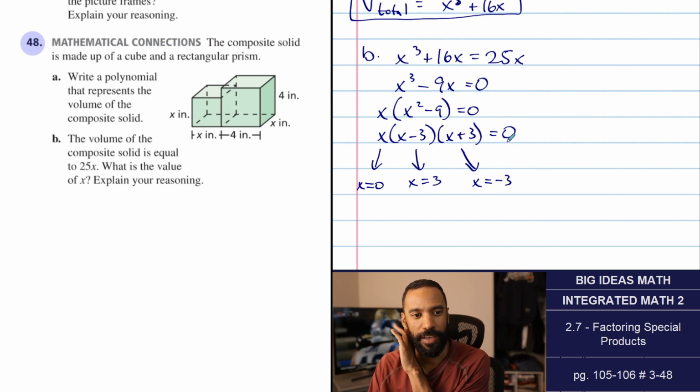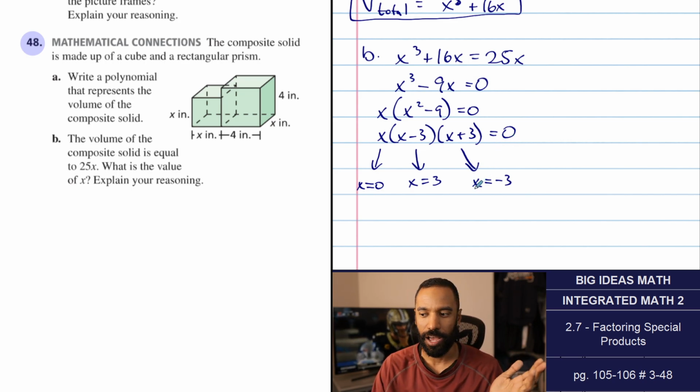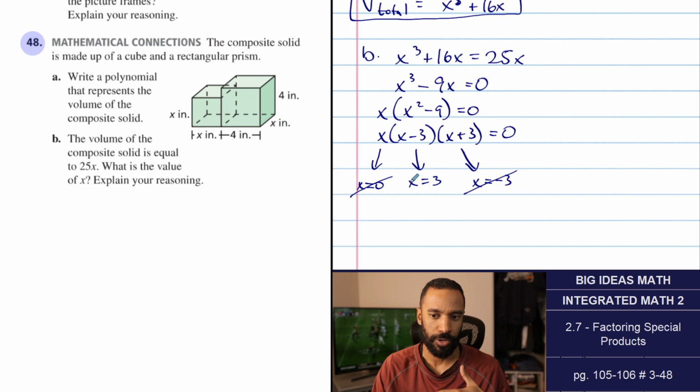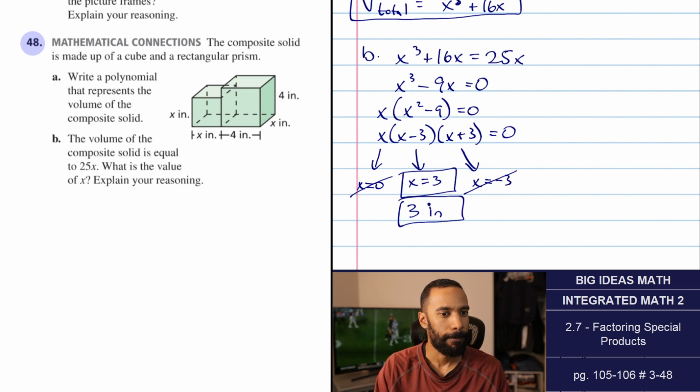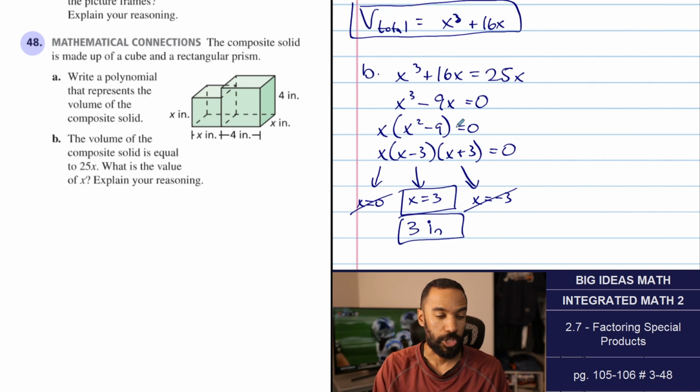Now, they ask us what the value of x is. x has to be a physical length. Obviously, length can't be negative, but it also can't be 0. x is going to equal 3. That's the only one that seems to apply here, and that's 3 inches. 3 inches for that answer. You can double check that. You can plug the things in and see if it equals 75 cubic inches, but it should.